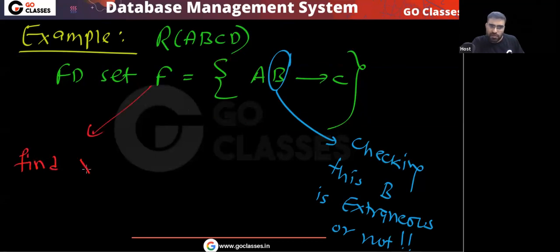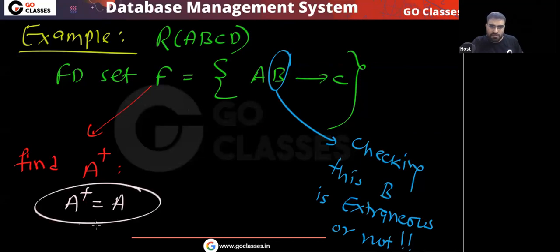A plus. Find A plus. So tell me, what will be A plus? A plus will be A. So A cannot determine C. Yes or no?